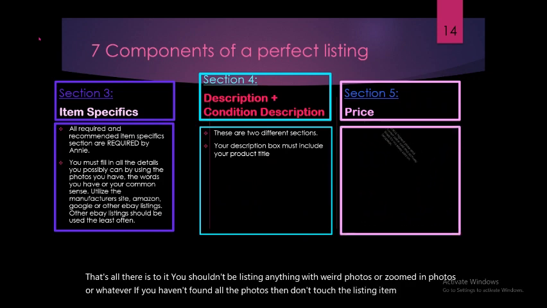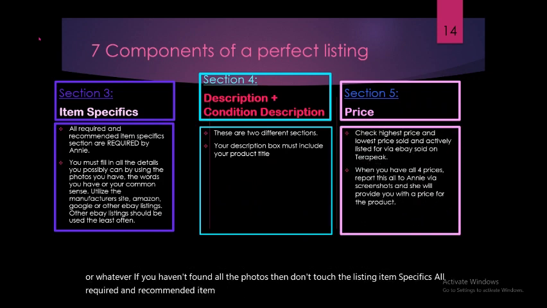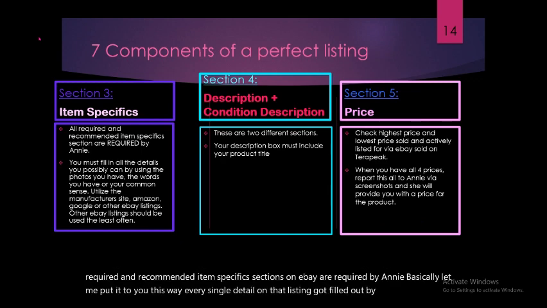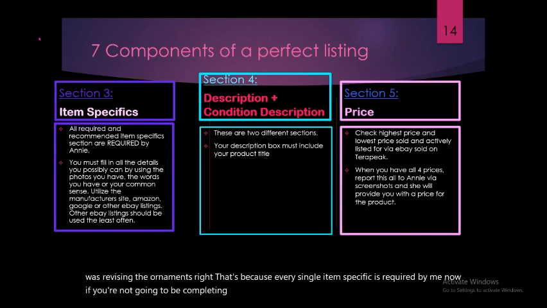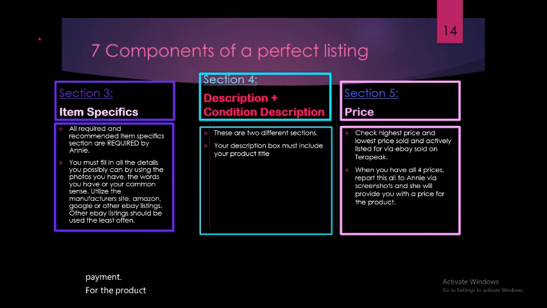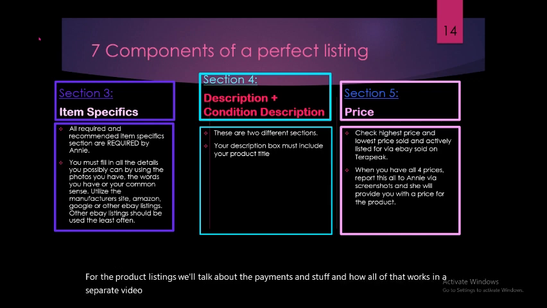Item specifics. All required and recommended item specifics sections on eBay are required by Annie. Basically, let me put it to you this way. Every single detail on that listing got filled out by me previously when I was revising those ornaments, right? That's because every single item specific is required by me. Now, if you're not going to be completing that, you're not going to be getting the full payment for the product listings. We'll talk about the payments and how all that works in a separate video, or you'll just see my notes for it.